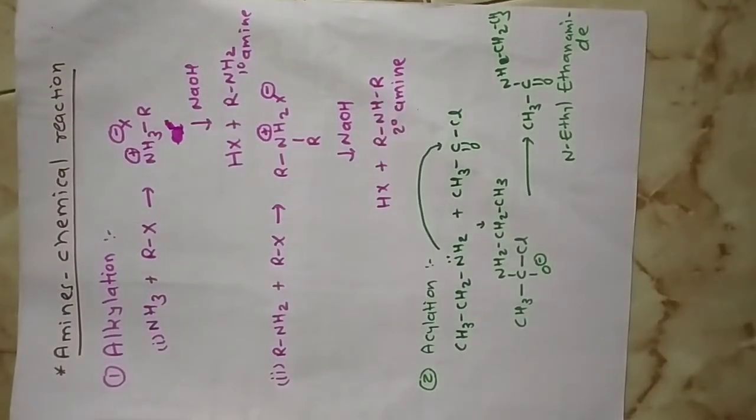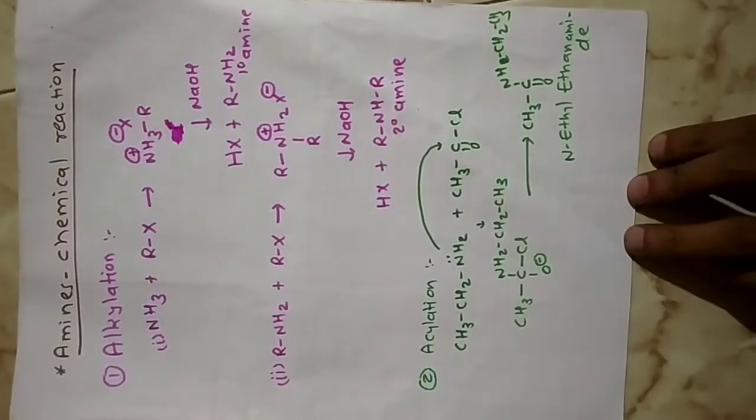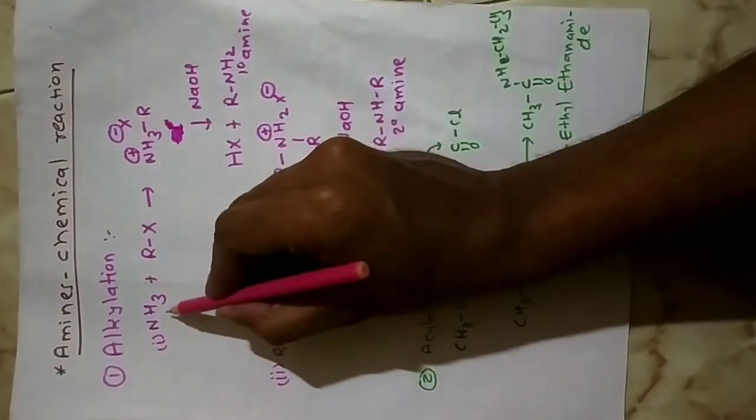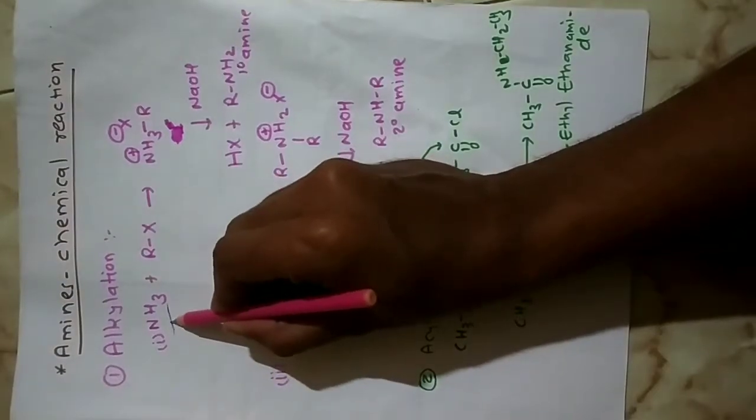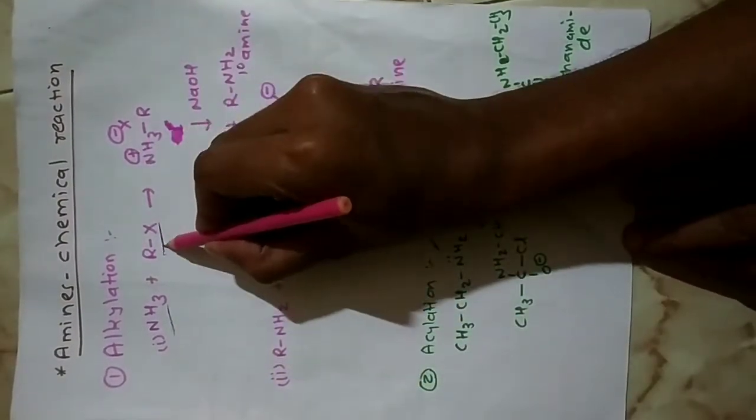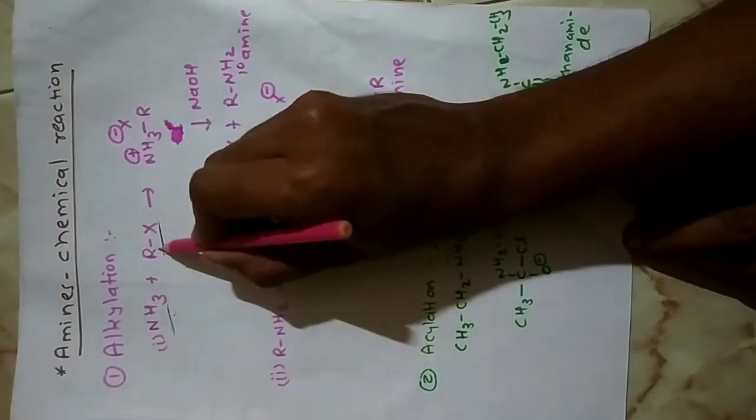Today we are going to check the chemical reactions of amines. The first reaction is alkylation. This reaction you have already learned. You can see this one is ammonia, when it reacts with alkyl halide.